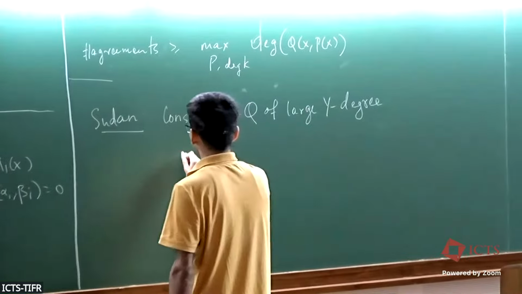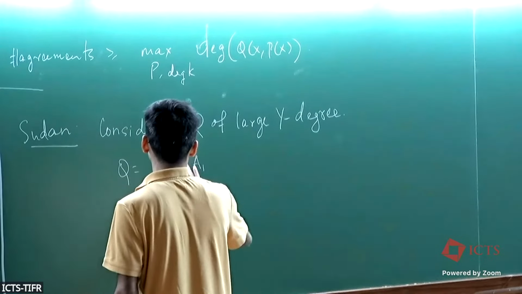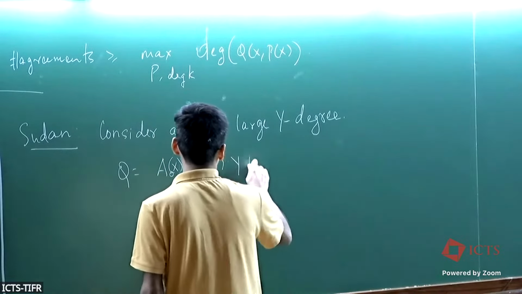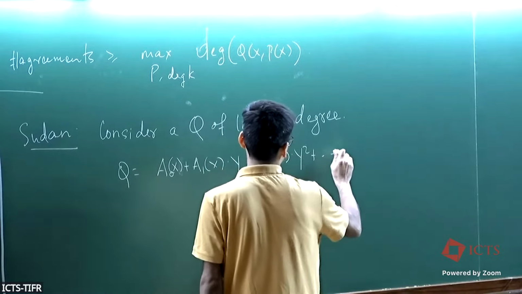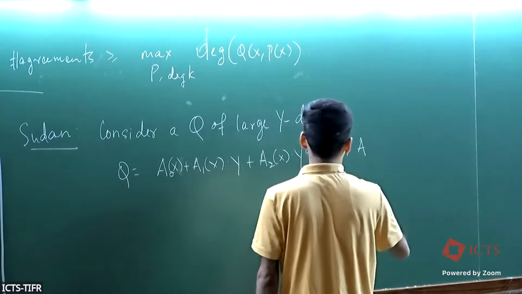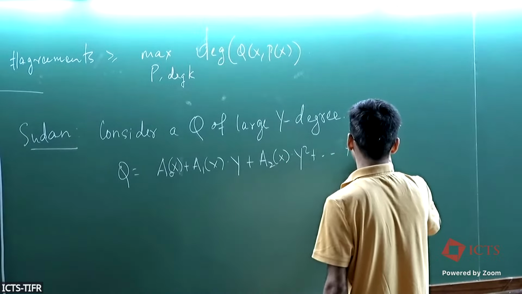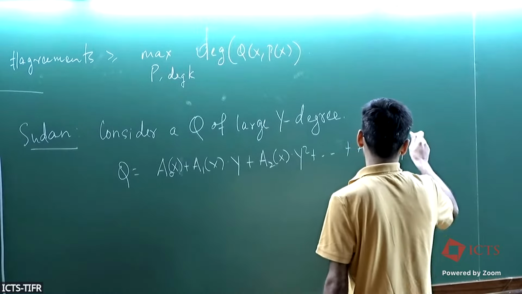So our Q now looks like A naught plus A1, where the A_i are polynomials in X, times Y, plus A2 of X times Y squared, plus, let's say, A_L of X times Y to the L.